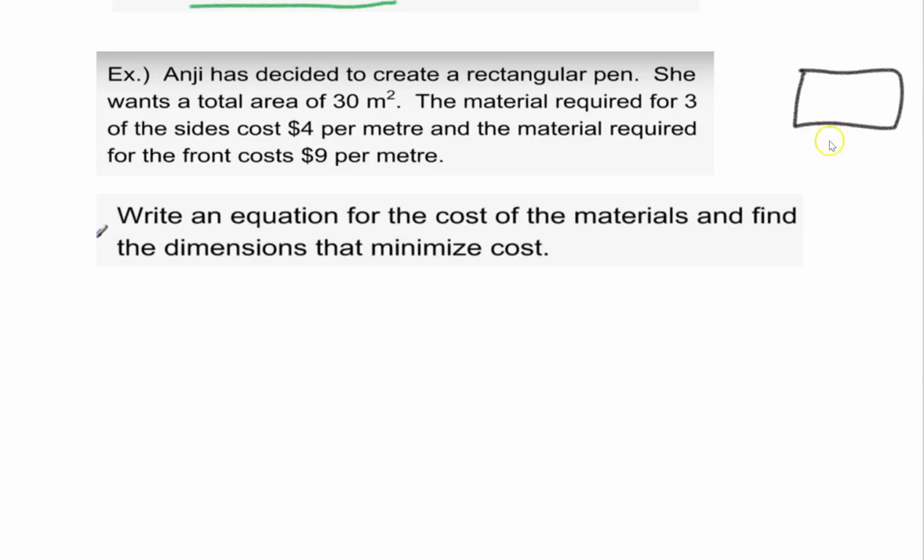Now it doesn't matter how we label this. Let's say y and x. Right now, be very specific here. She wants a total area of 30 meters.